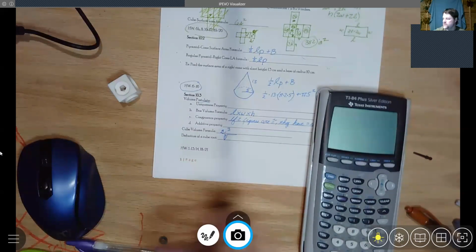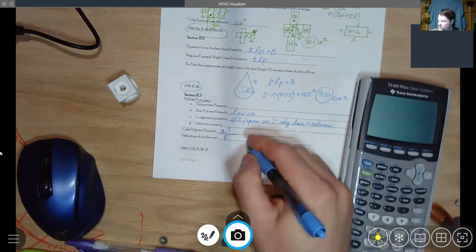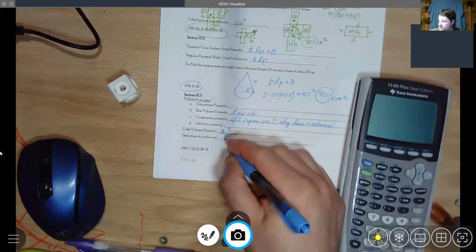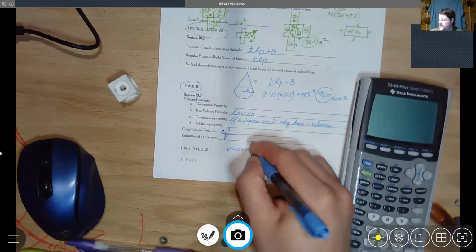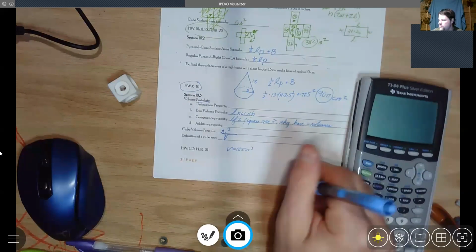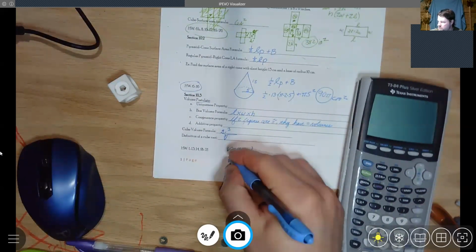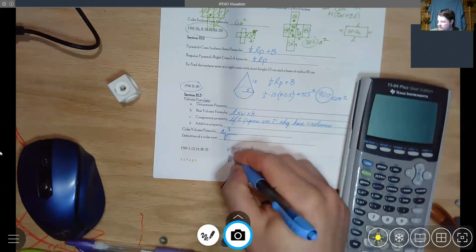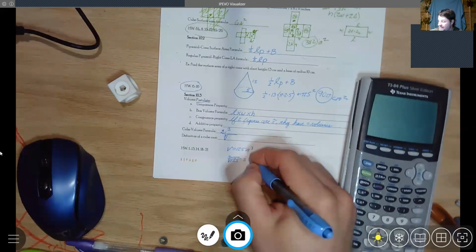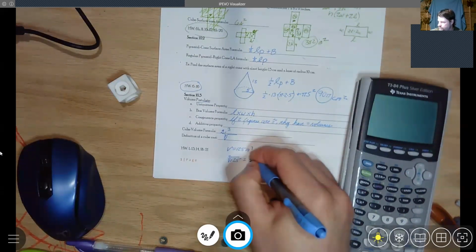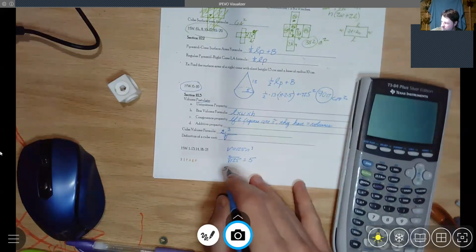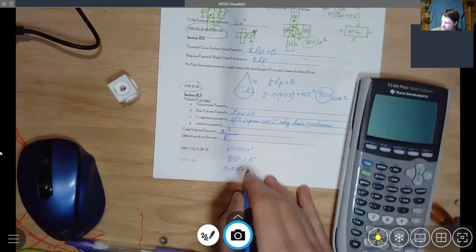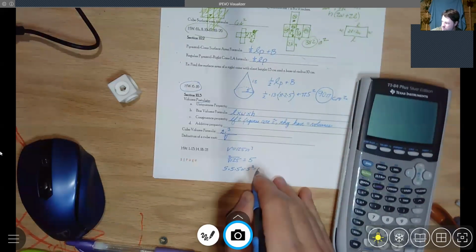So if I told you the volume of a cube was 125 cubic inches, and I said, what is the side length of that cube? If you take the cube root of 125, you get 5. So this means 5 times 5 times 5, or 5 cubed, equals 125.